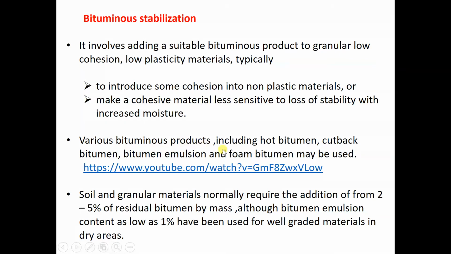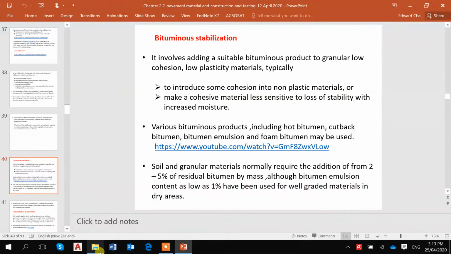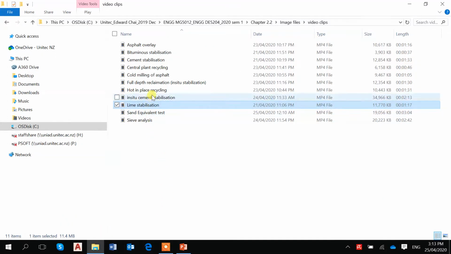Various bituminous products, including hot bitumen, cutback bitumen, bitumen emulsion, and foam bitumen, may be used. So you could use different types of bituminous products. Hot bitumen, cutback. We will look at this later on. The cutback means that the bitumen is added with kerosene. Bitumen emulsion is just bitumen mixed with water. Foam bitumen is sort of gaseous bitumen. Okay, just look at the bituminous stabilization.